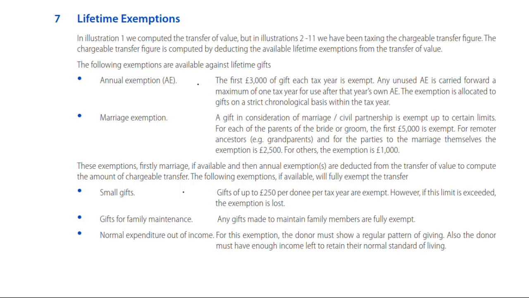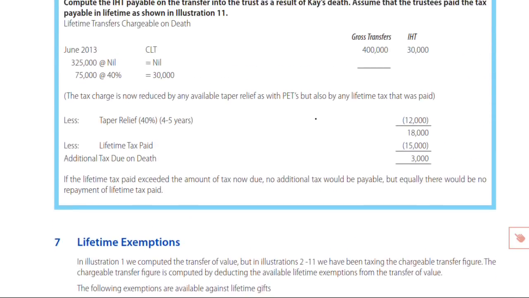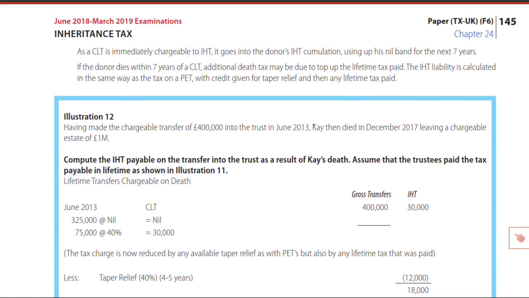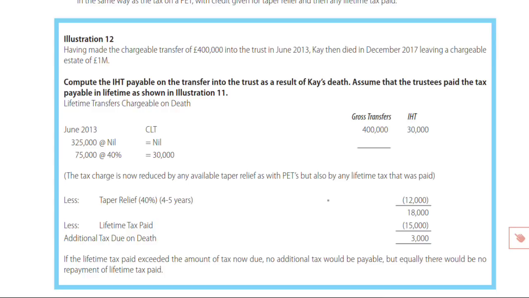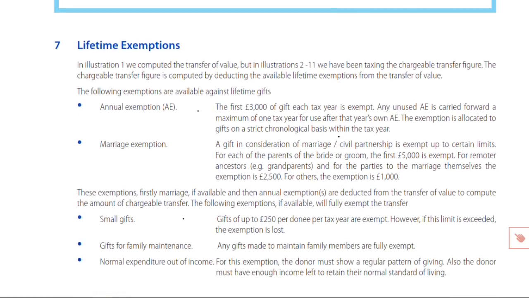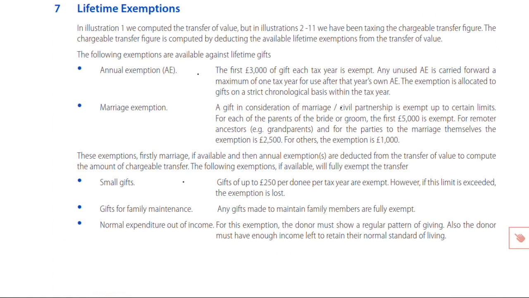Well, eventually we do get to section 7 and get now to discuss lifetime exemptions. Now, as you can see here in the note on page 145 in terms of chapter 24, we have up until now, when dealing with our illustrations, spoken about computing for IHT the transfer of value.